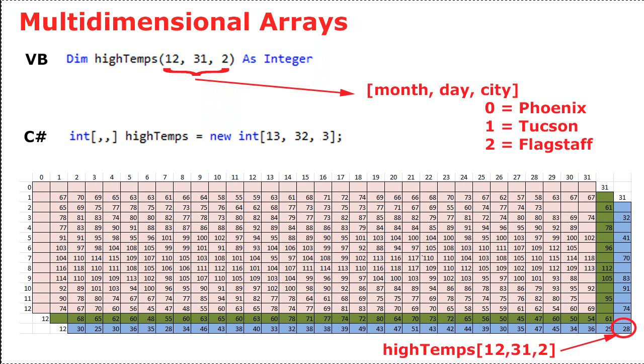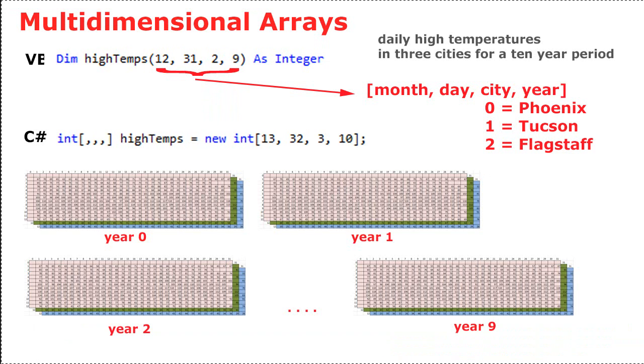If I wanted to get the temperature for Flagstaff on December 31st, I would specify high temps 12, 31, 2, and there would be my value, 28. But we're not limited to 2 dimensions. We could do 4 dimensions. In this case, I may want to track that information for those 3 cities over a 10-year period. And so my 4th dimension would be each of the years. And I could then pull information for a particular date, particular city, of a particular year.